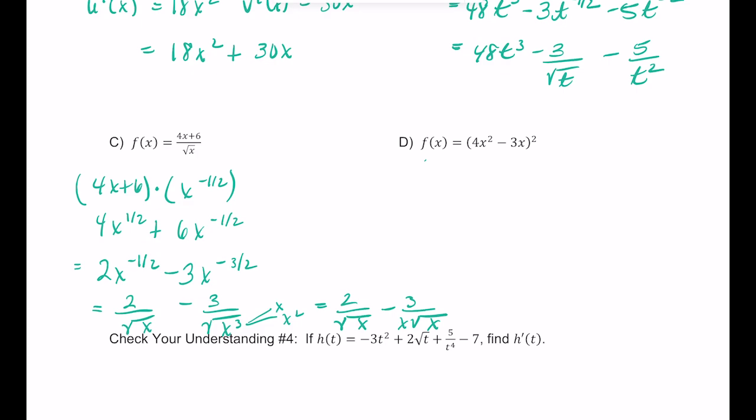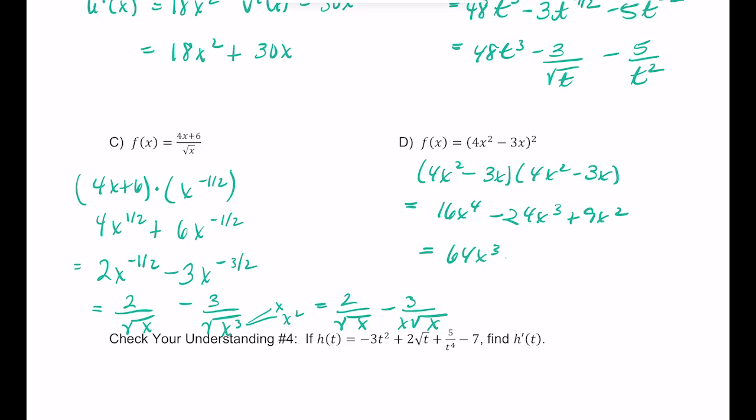But at this point, what you might want to do is expand the binomial. So, think of it as like 4x squared minus 3x times 4x squared minus 3x. And of course, if you were to expand that, you would get 16x to the 4th minus 24x cubed plus 9x squared. And then it's just a simple constant times power function rule. So 4 times 16 is 64, and then it would be x to the third. 24 times 3, that's going to give me 72, and then x squared, and then plus 18x.